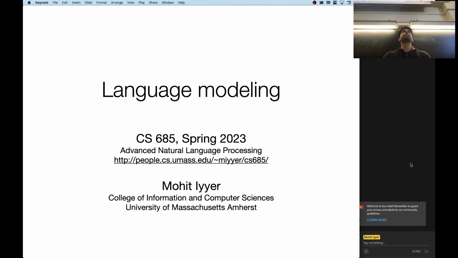So today's topic is language modeling. We'll be focusing on a very simple class of language models called n-gram models. And then we'll also discuss how to evaluate these models towards the end of the class.